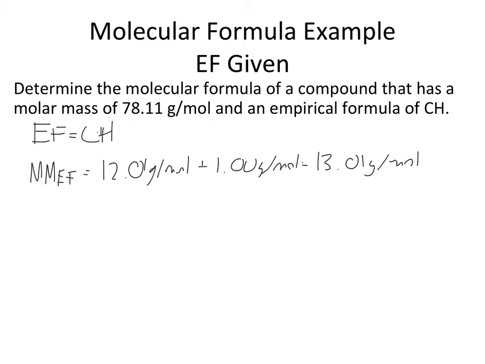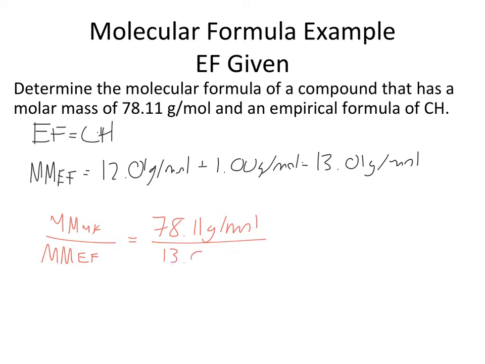My next step is I want to divide the molar mass of my molecular formula by the molar mass of my empirical formula. So I have that value for my molecular formula in the question, 78.11 grams per mole. And that's divided by 13.01 grams per mole as the molar mass of the empirical formula. So if we divide this through, my grams per mole cancel out, I'll be left with just a factor, and I get 5.999, which is rounded to 6. So my multiplying factor is 6.